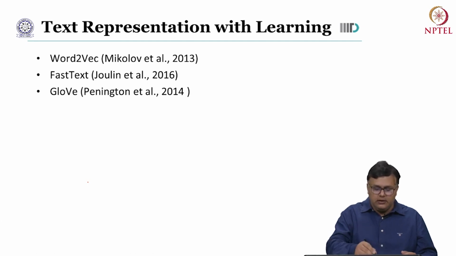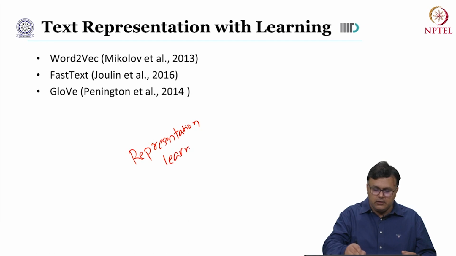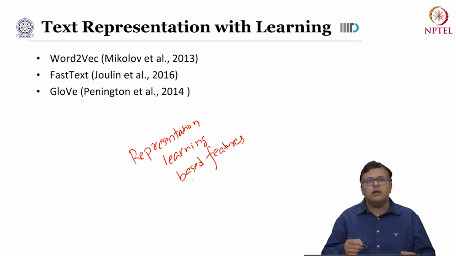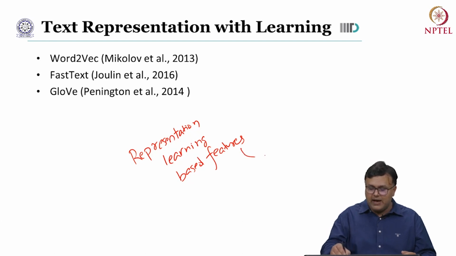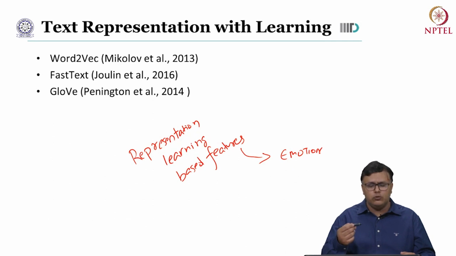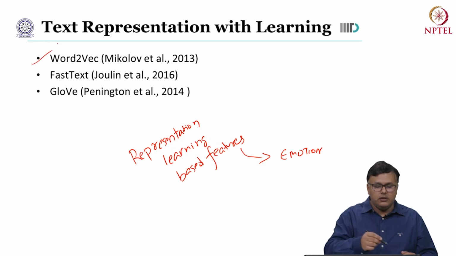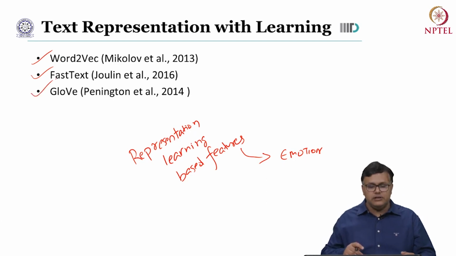Now, to this end, we now are going to talk about representation learning based features. So, how representation learning based features can be used to map an input text into its emotion category. To mention one of the most popular ones which are used in the community, there is the word2vec, then an extension from word2vec called fastText, and later is the GloVe feature representation.